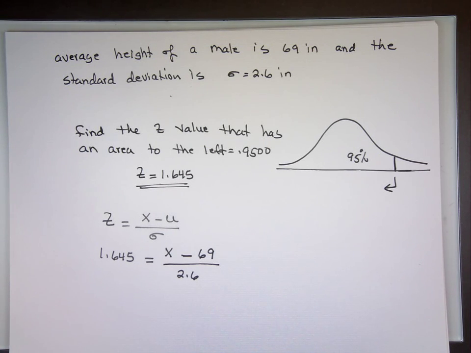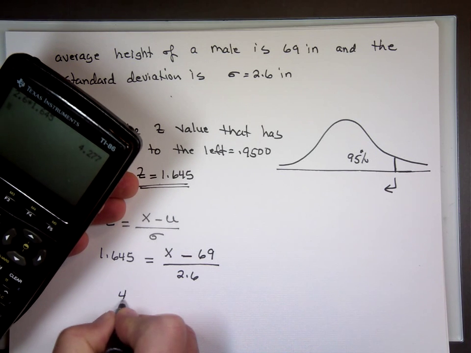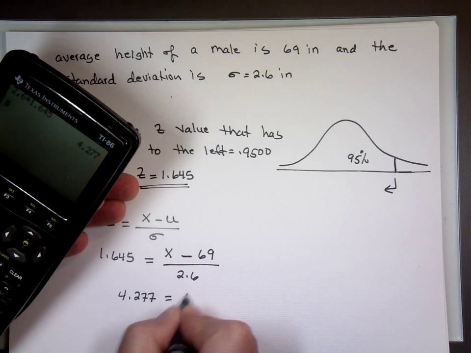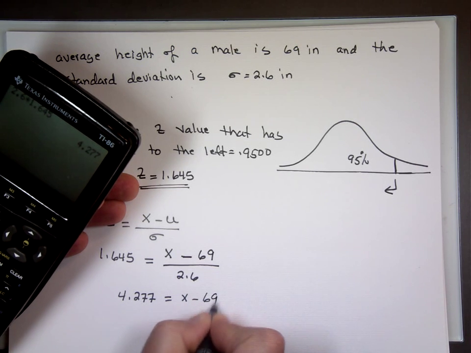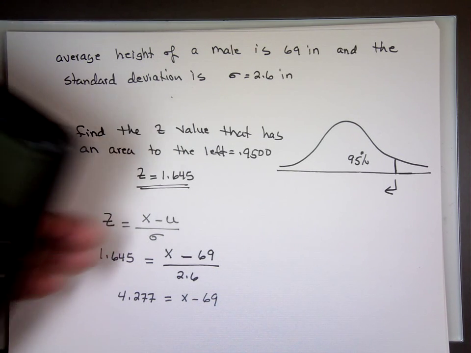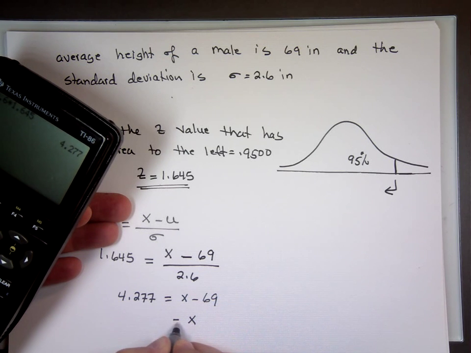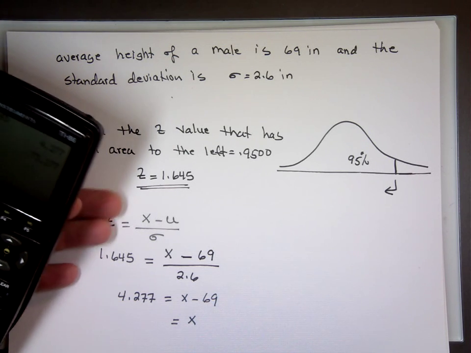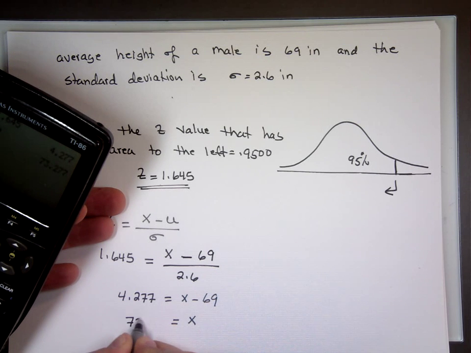So I'll multiply these two, 2.6 times 1.645, 4.277 equals x minus 69. And to solve for x, I gotta add 69 to both sides. It should be about 73.3 inches.